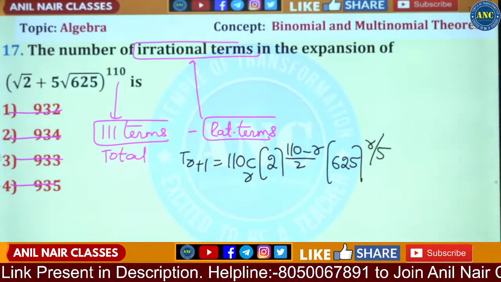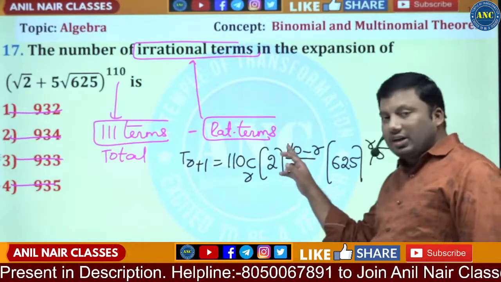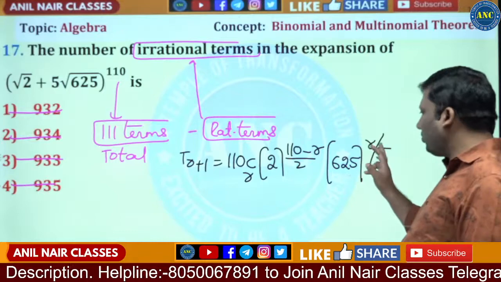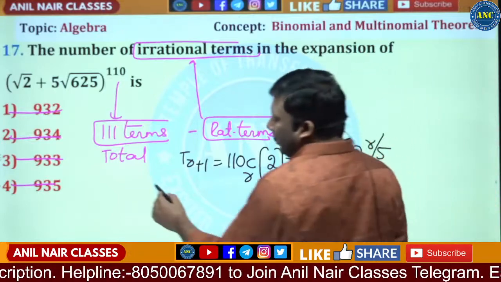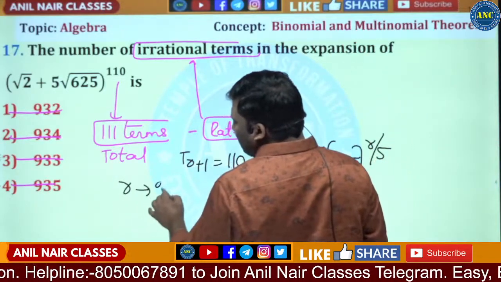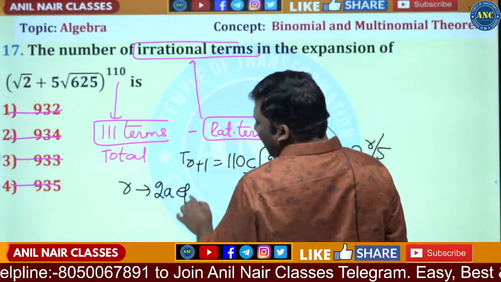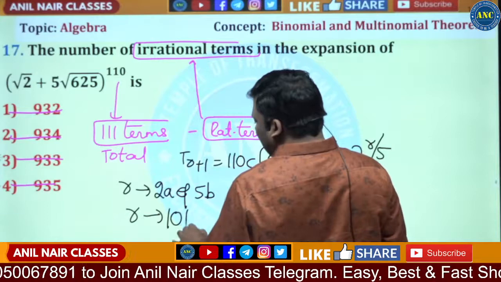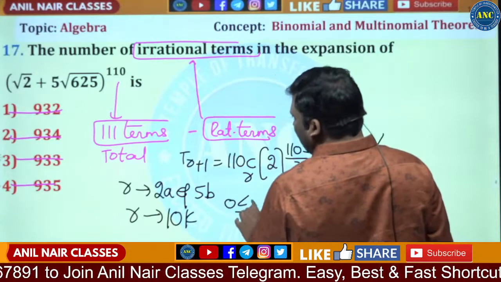625 power r by 5. I hope it is clear. 110 is divisible by 2, so r should be divisible by 2. R should be divisible by 5. That means r should be divisible by 2 and by 5, so r should be divisible by 10.